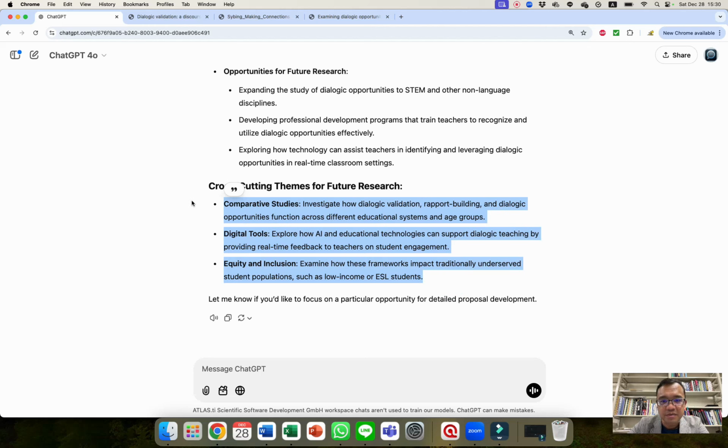For example, comparative studies across different educational systems. I always want to see how language education in Japan would contrast with other language education contexts in other countries. A lot of research in dialogic education has been conducted in Finland and in the UK. And I'm always curious about what language education looks like in European countries.